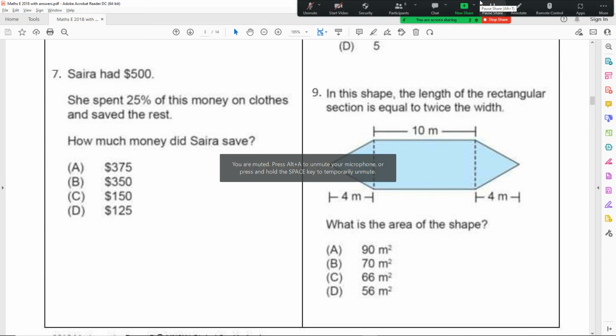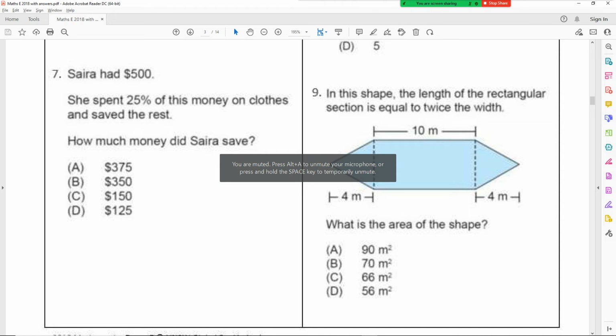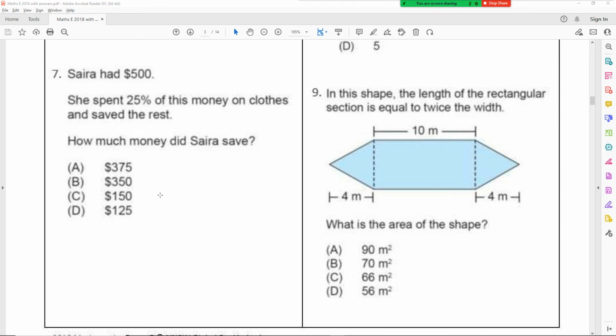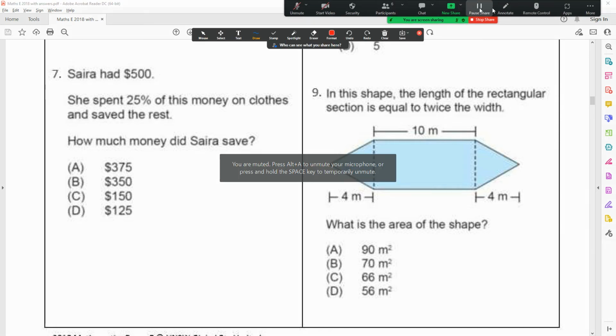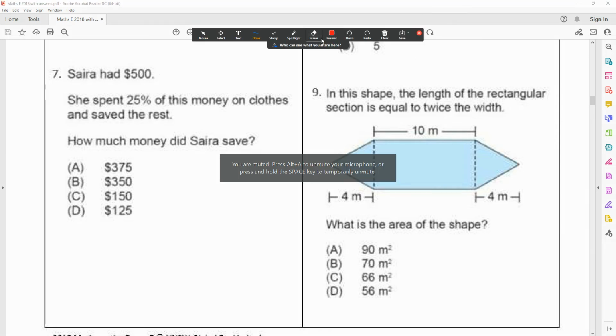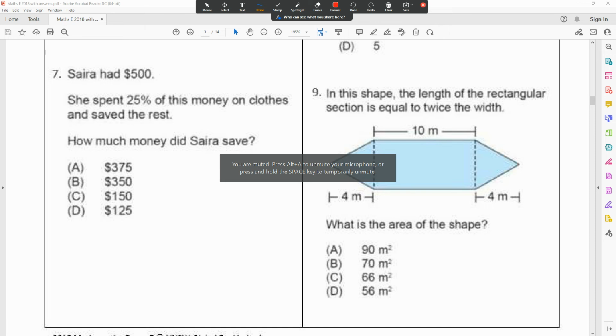Okay, try question 7 and 9, press pause, and when you're done, press play. All right, let's go through it now.